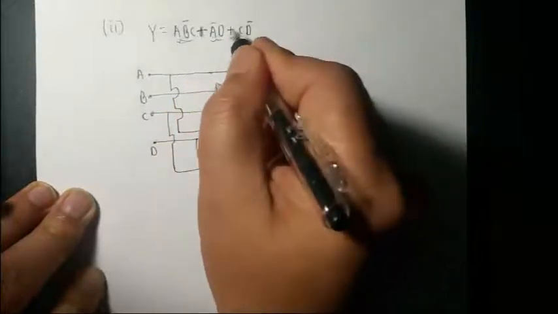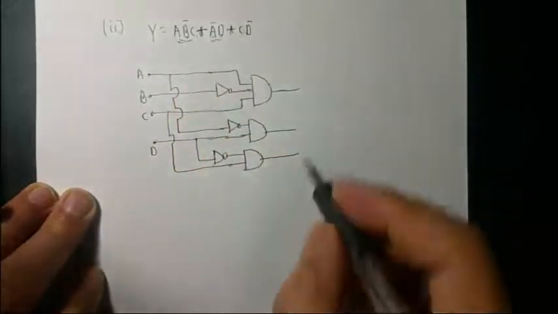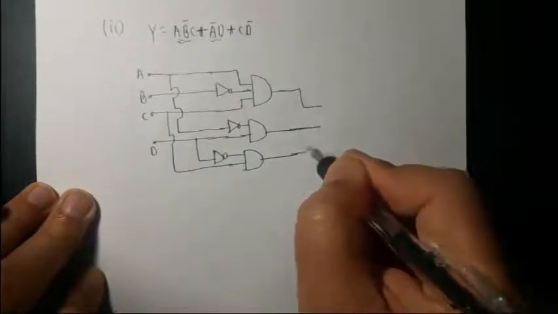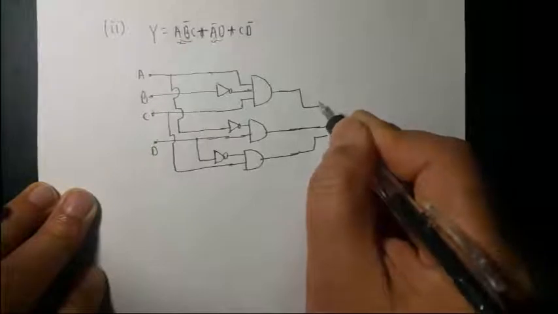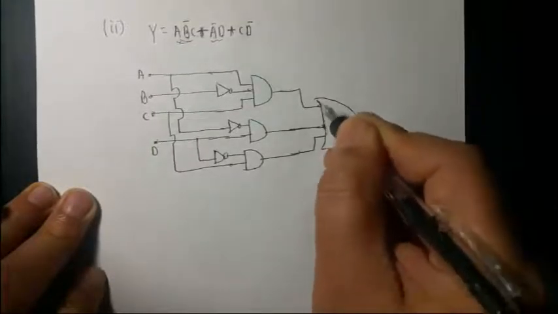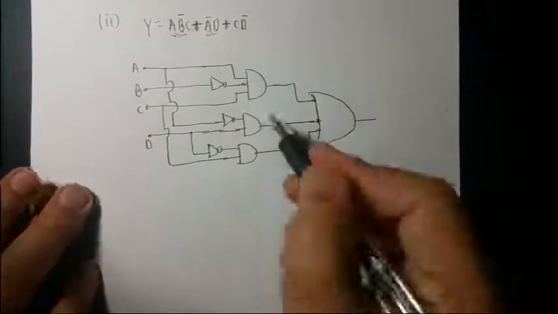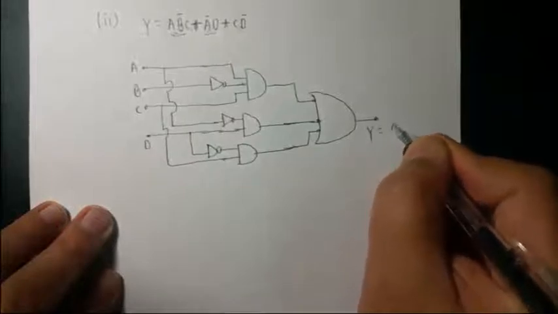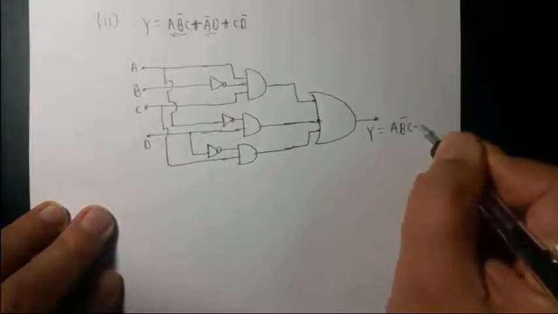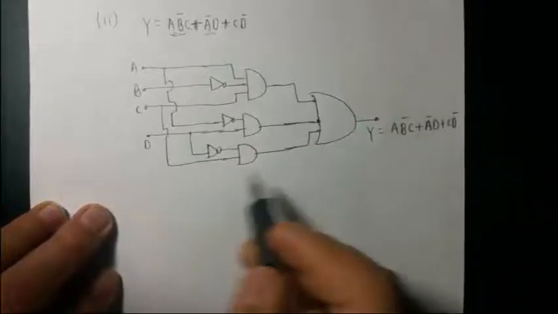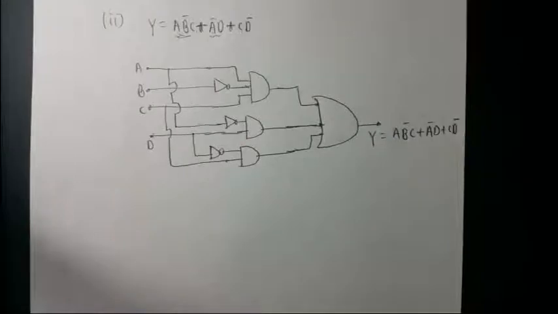And finally remember, all these need to be added. How do you do the addition? You need an OR gate. This is the symbol for the OR gate. So that should be the logic gates for this particular one. The output Y will then be A B complement C plus A complement D plus C D complement. Okay, so that's it. And you can try the third one.